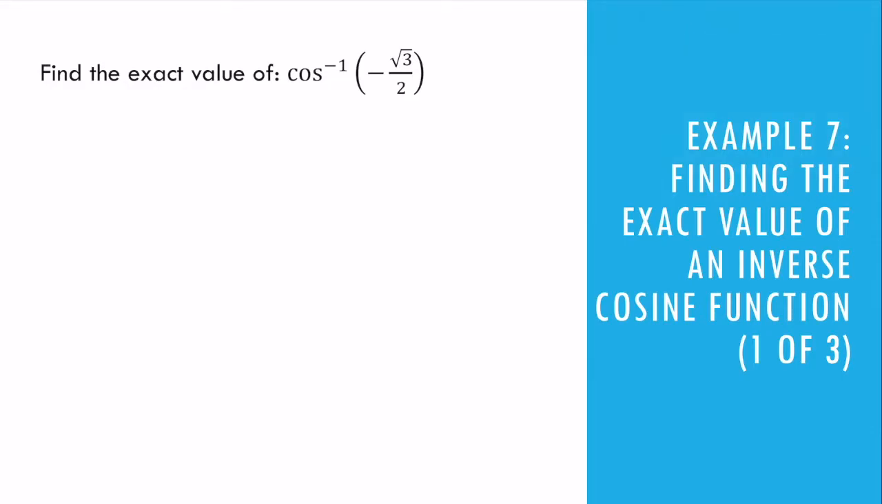Next, we're going to find the exact value of cosine of inverse cosine of negative square root of 3 over 2. So if we go to our unit circle, there are two possible angles where cosine is negative square root of 3 over 2: 5 pi over 6 or 7 pi over 6. But remember, our inverse cosine output needs to be between 0 and pi. So the inverse cosine of negative square root of 3 over 2 is 5 pi over 6.